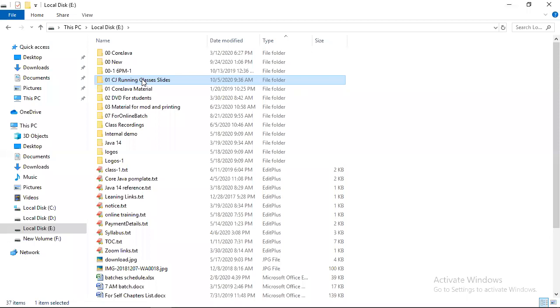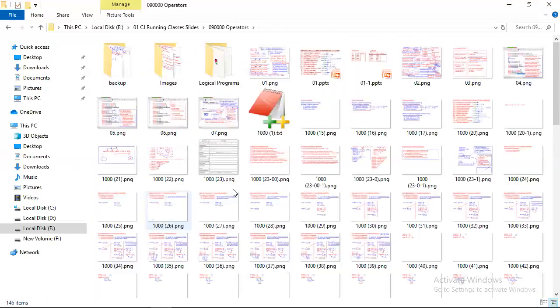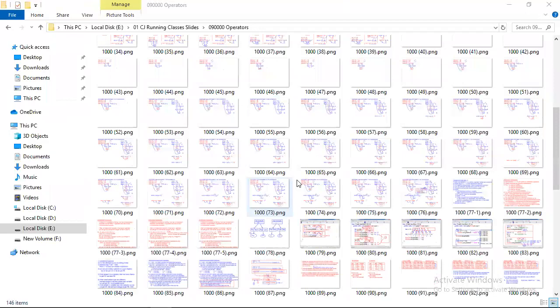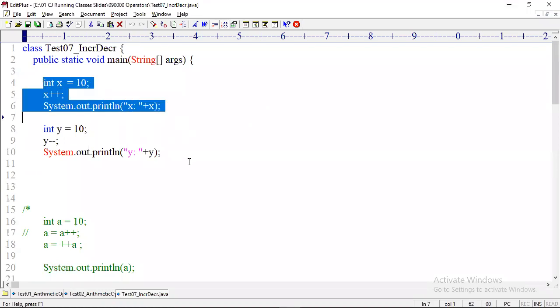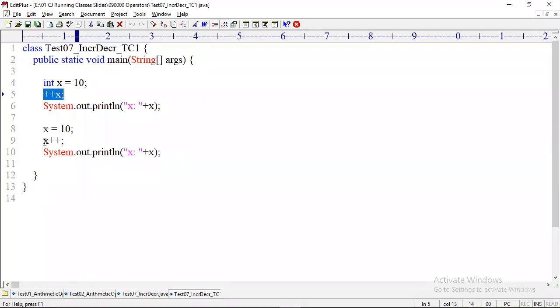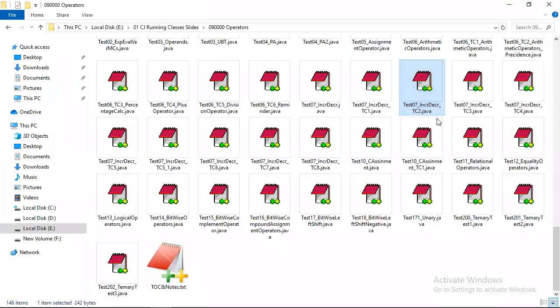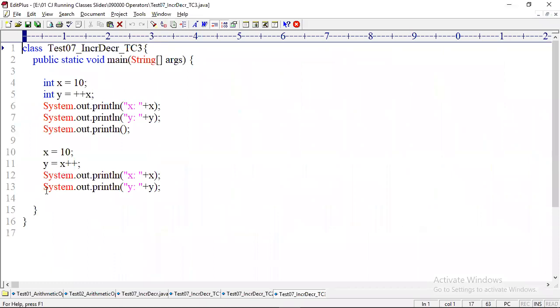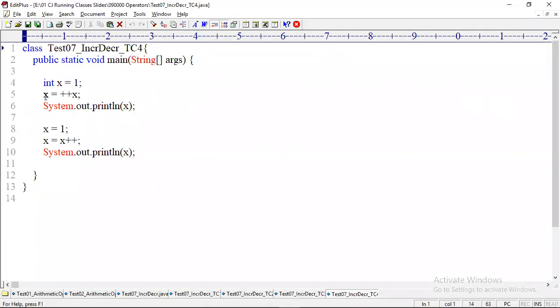If you get the pre-increment, post-increment concept, Java is under your control, right? Look here, this program we already know: x plus plus, y minus minus. Next, plus plus x, x plus plus, we already know. Next, x plus plus, plus plus x, we already solved, there is no confusion there. And next, with variable assignment, understood, no confusion. Okay, I'll come to this question. This is a dangerous question.